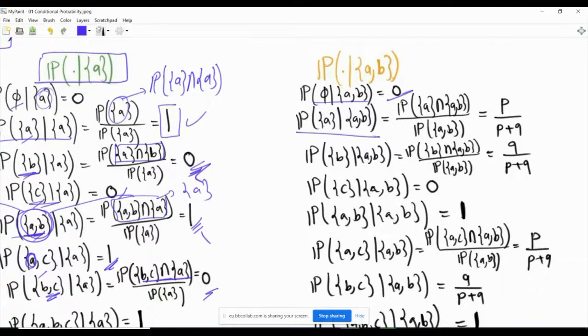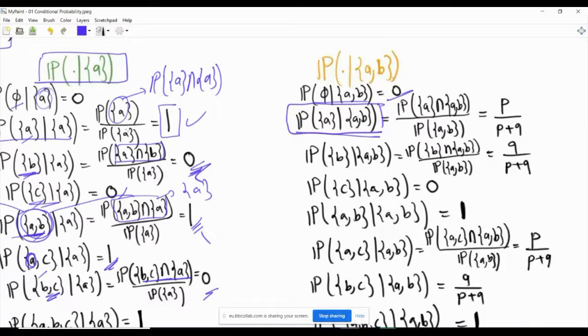But now, what is this probability? This is more interesting than the previous result. What is the probability of A given A or B? It's like A or B, one of them, has occurred. So what is the probability that what has occurred is A, not B?